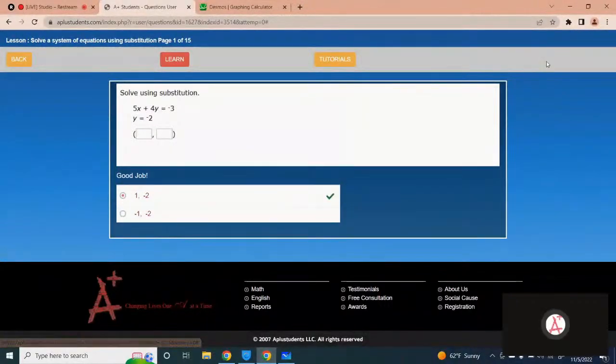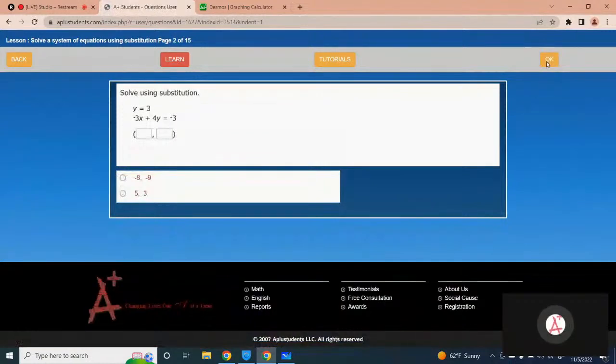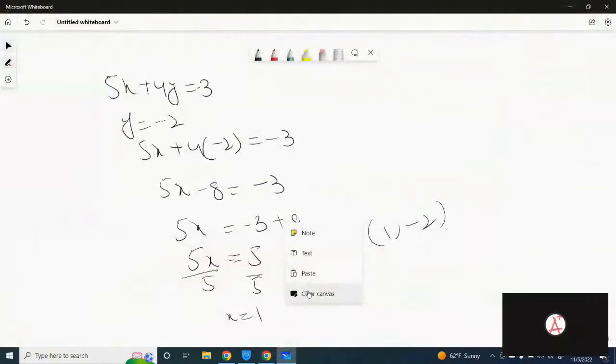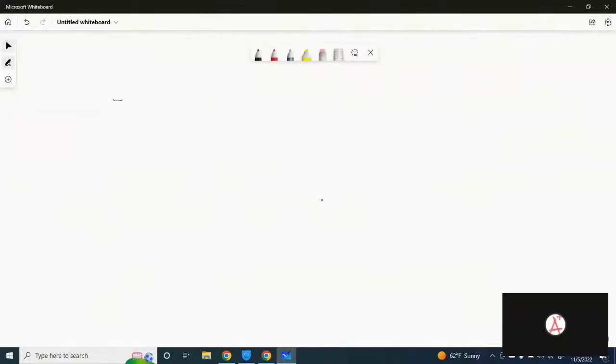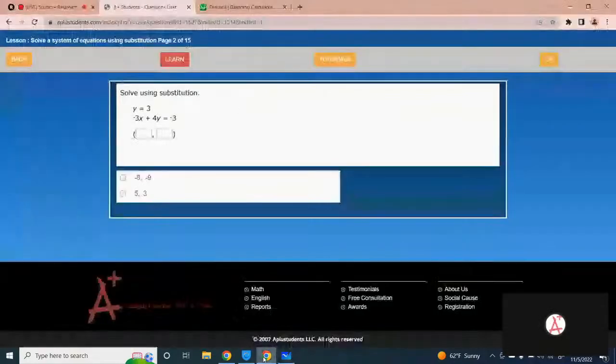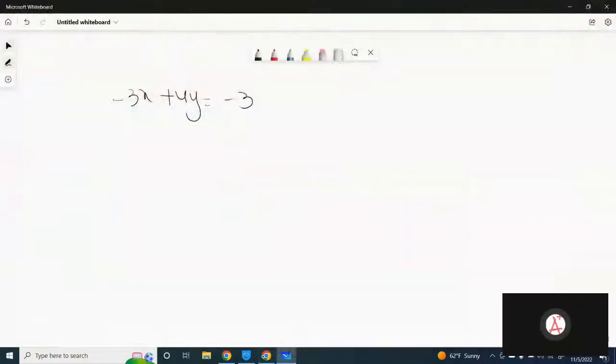Select the correct option and click on the OK button. Okay, the next one is y equals 3 and the equation is negative 3x plus 4y equals negative 3.